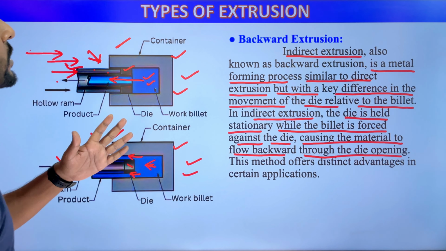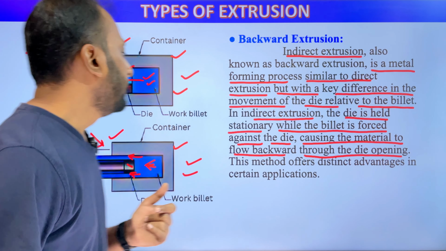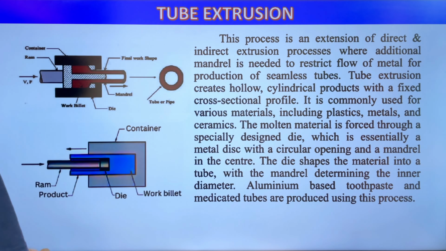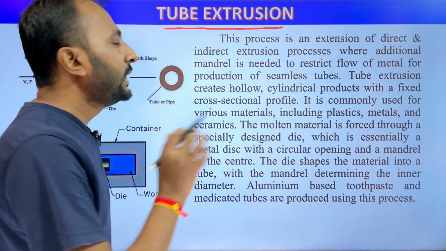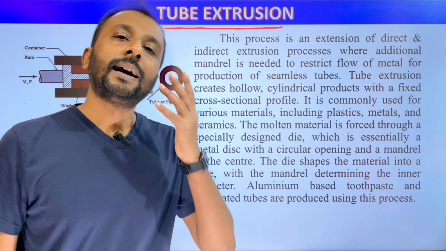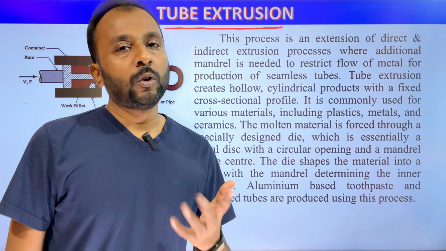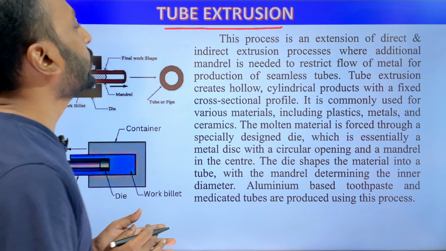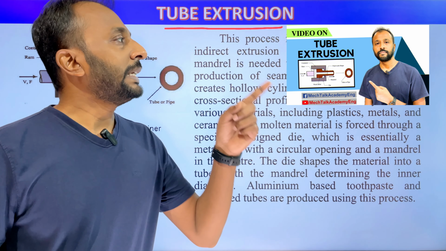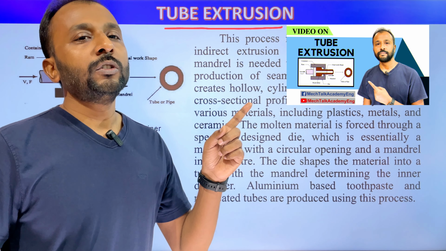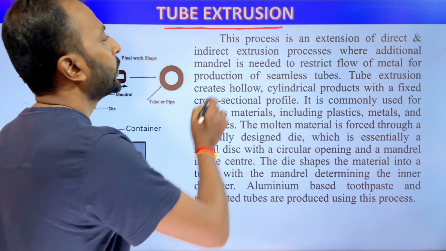So there are two types of extrusion process depending on the method used, forward and backward. But there is one type more, that is tube extrusion process. This tube extrusion process can be done in forward extrusion process as well as in backward extrusion process. So what is tube extrusion process? I have discussed in detail about tube extrusion process in this video. You can watch this video to know more detail about tube extrusion process.